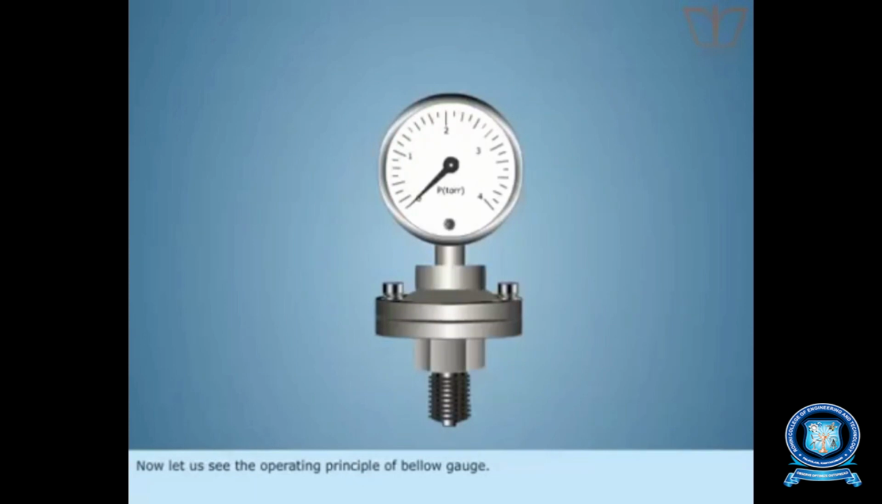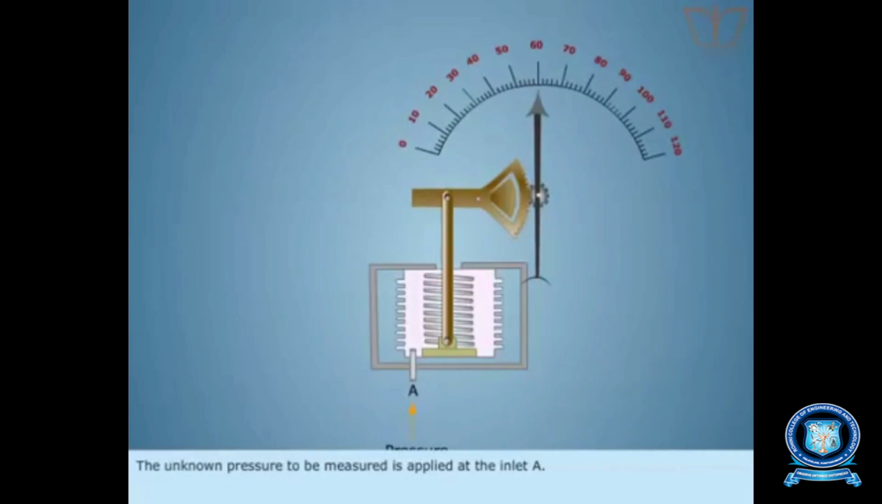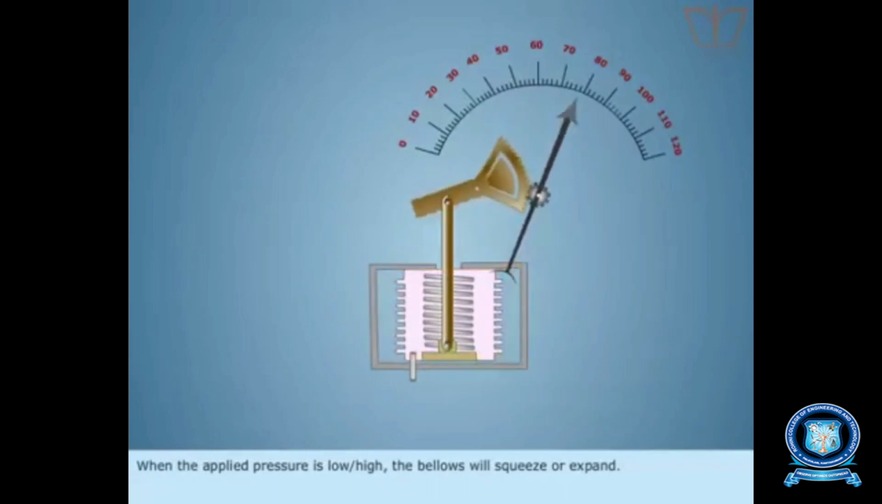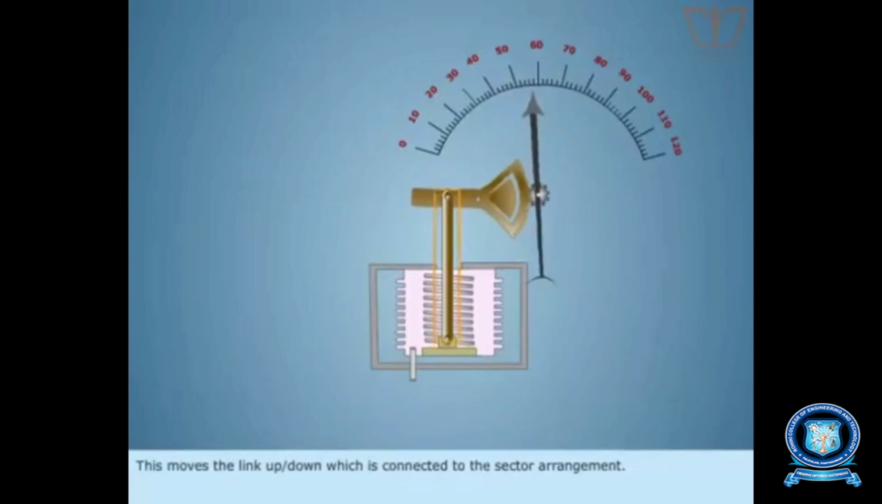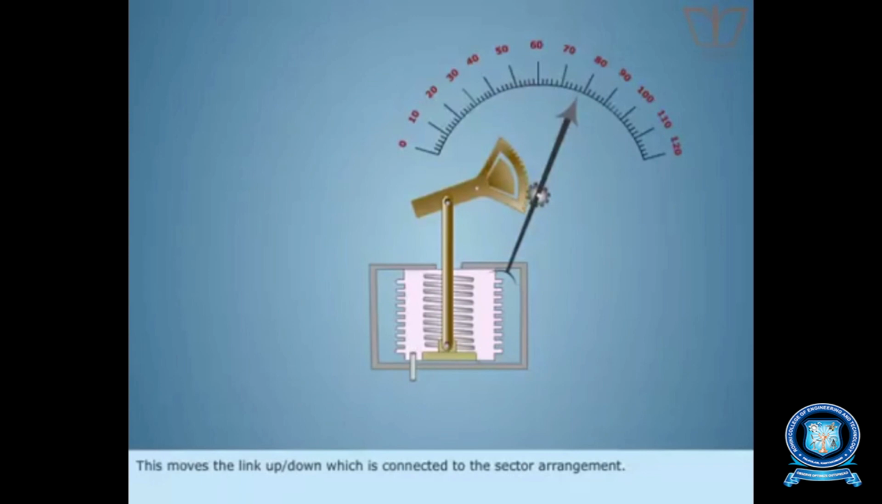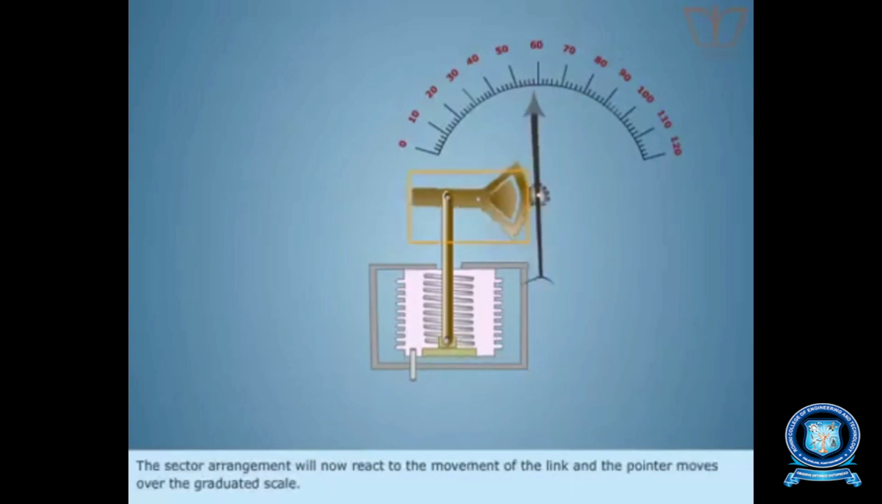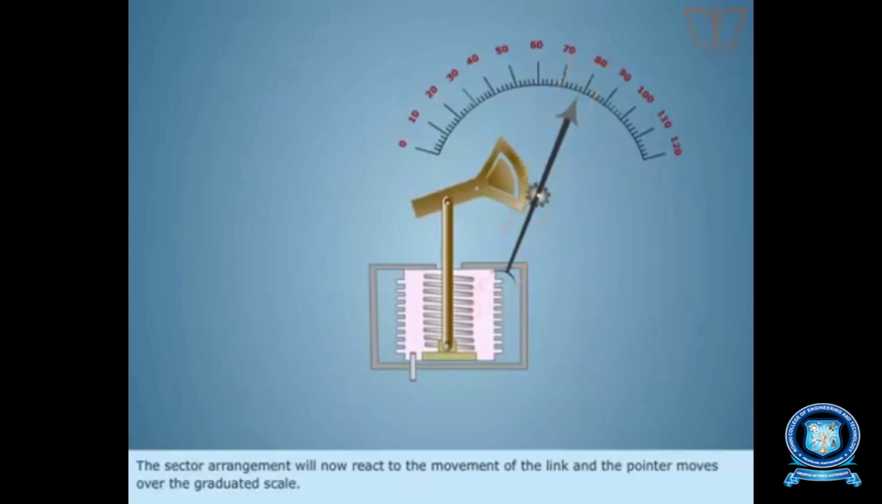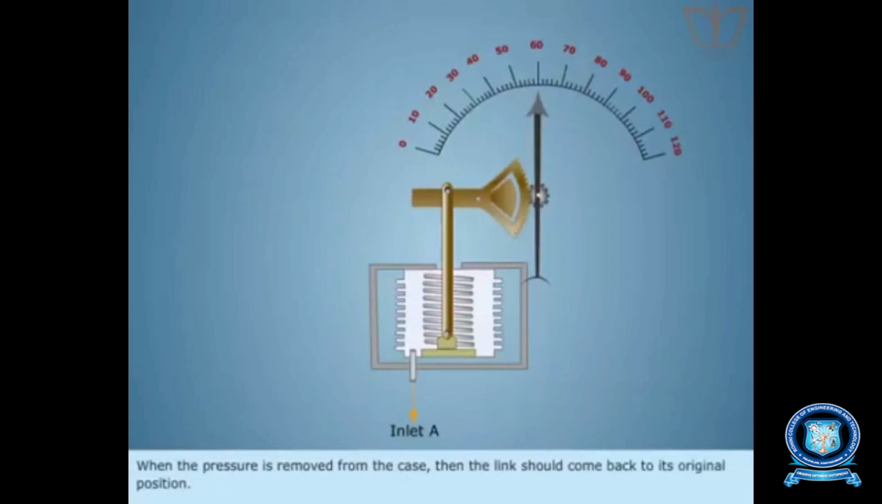Now let us see the operating principle of the bellows gauge. The unknown pressure to be measured is applied at the inlet A. When the applied pressure is low or high, the bellows is squeezed or expands. This moves the link up and down, which is connected to the sector arrangement. The sector arrangement will react to the movement of the link, and the pointer moves over the graduated scale. The reading on the graduated scale indicates the pressure value. When the pressure is removed from the case, the link should come back to its original position.